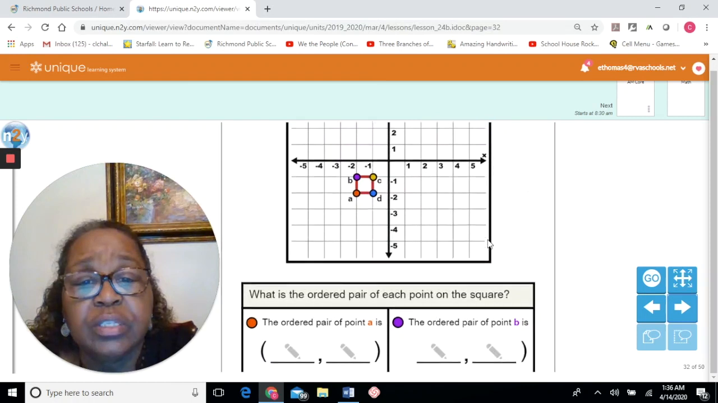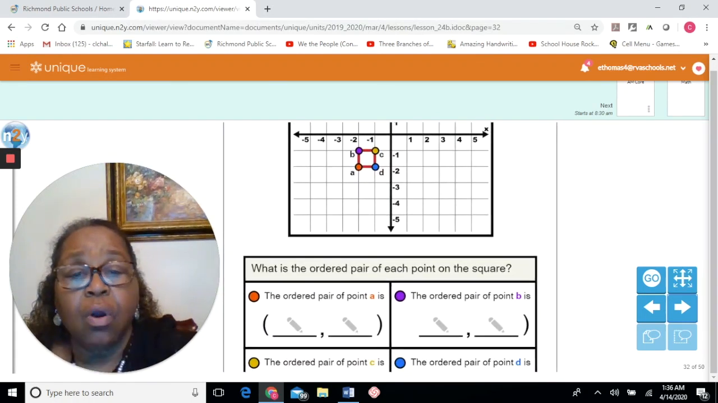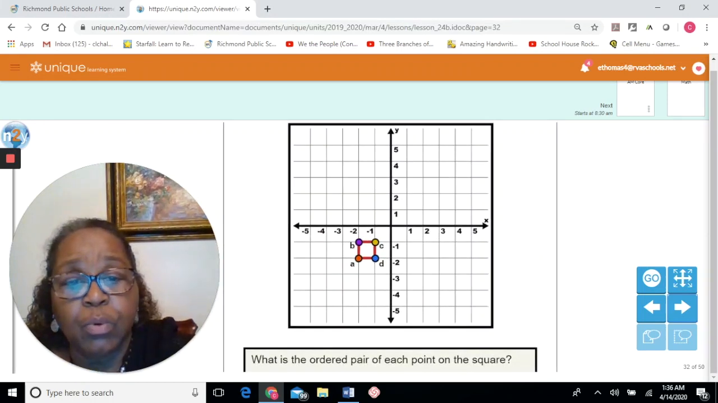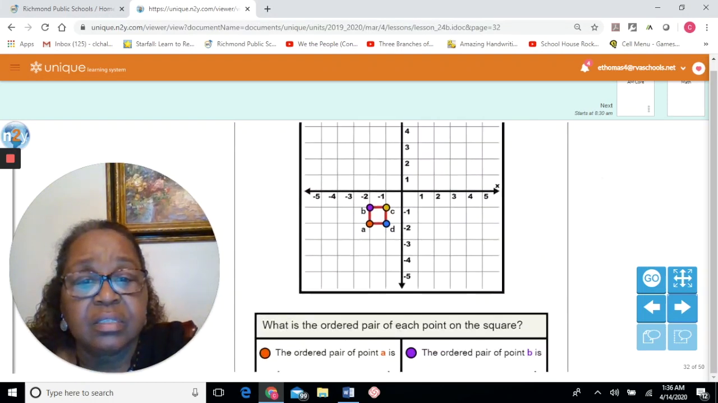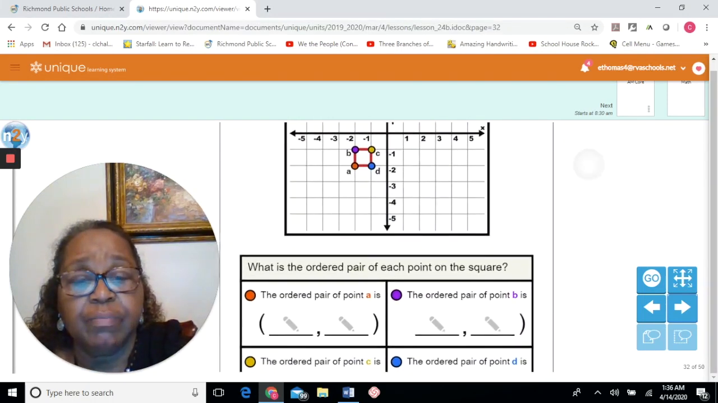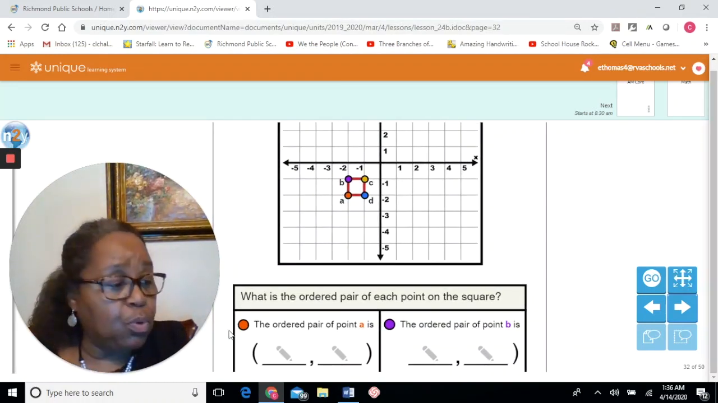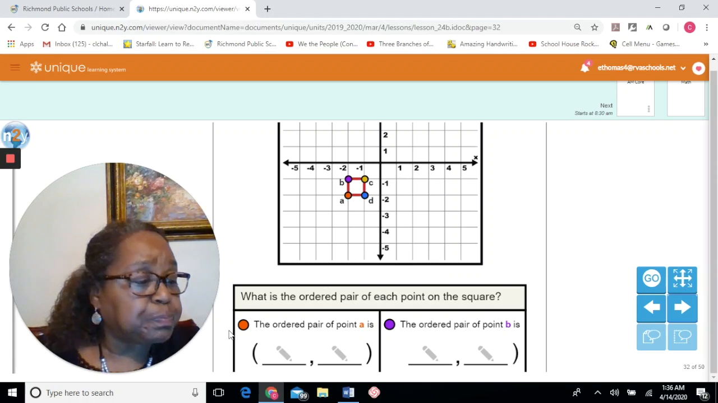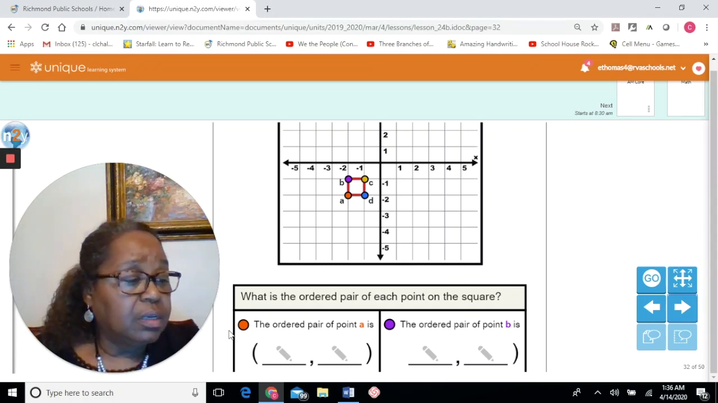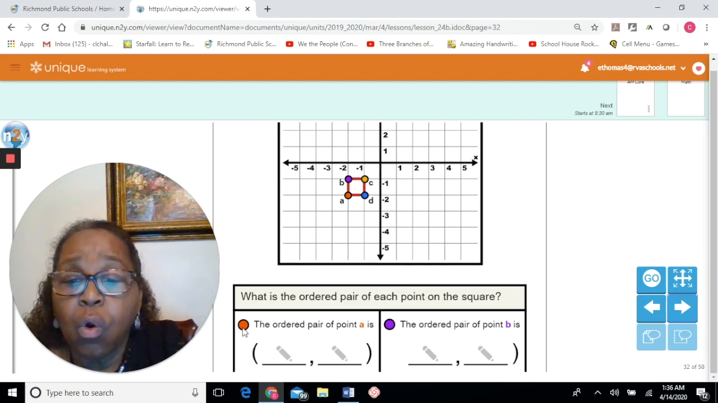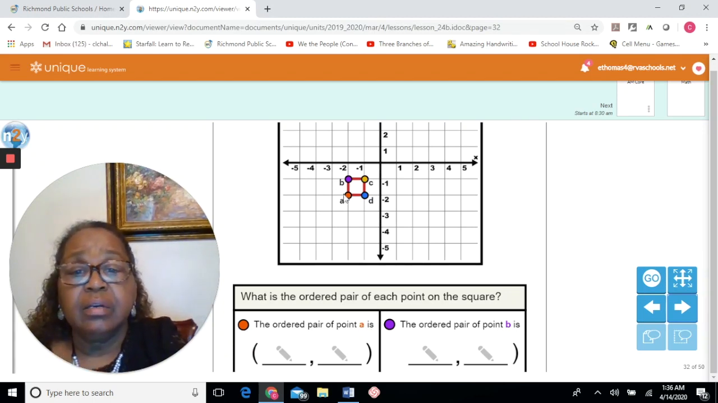There are 4 points here. They're all in this area right here. We don't have to go up on the y-axis this time. Everything is down. So let's see if we can plot these points. The first point they want us to plot is the orange, which is A. The orange point, which is A, all the way down here.